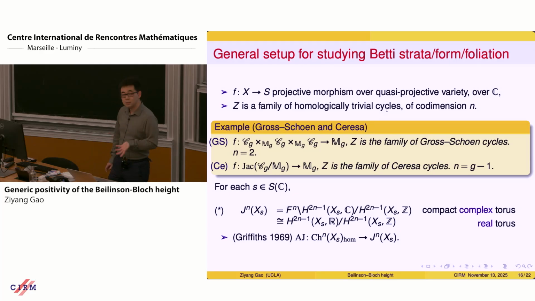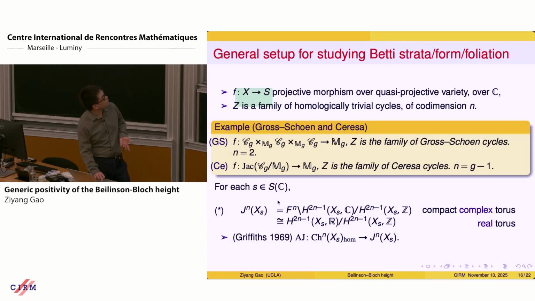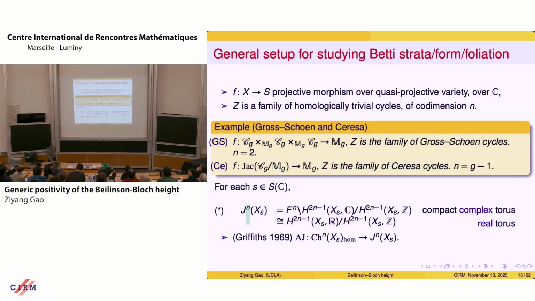And now with this, let's look at each point, each fiber here. For each point, we can define the so-called intermediate Jacobian indexed by n, which is the codimension of these cycles, in the following way. First of all, the very naive way to see it is that it's nothing but the real cohomology mod the integral cohomology. So it is just a real torus of some rank.